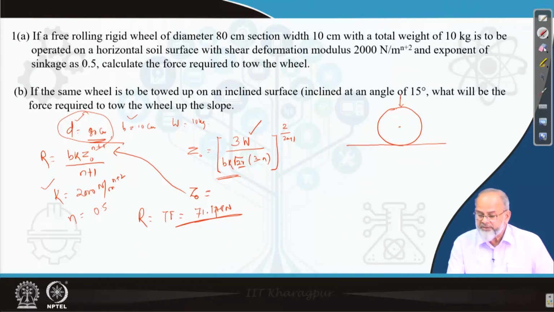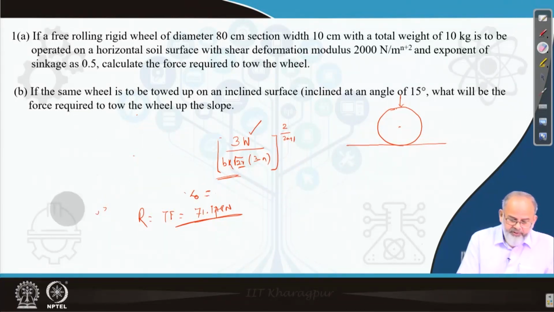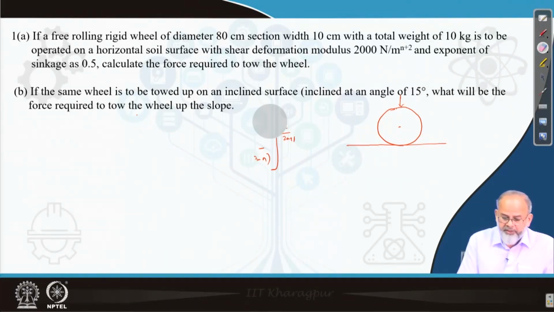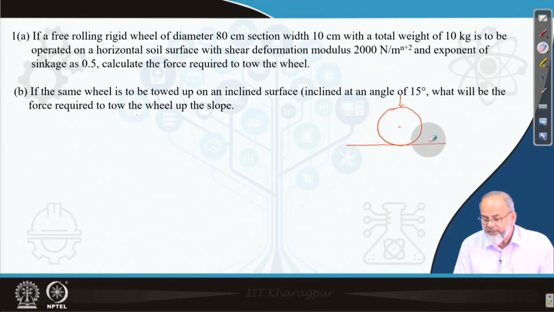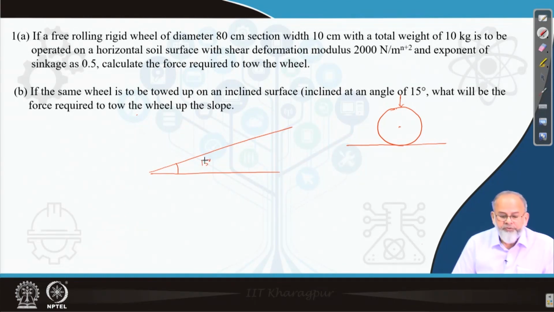Then apply Baker's equation to find out the rolling resistance. Now the next thing is, if the same wheel is to be towed up on an inclined surface, that means now the surface is no more horizontal, it has been inclined. So the new setup will be like this, and this inclination is given as 15 degree. What will be the force required to tow the wheel up the slope?